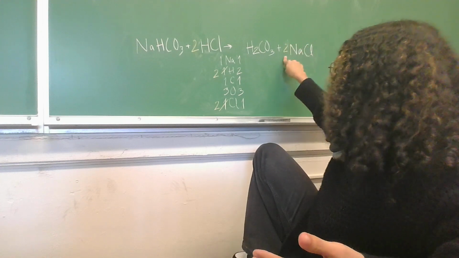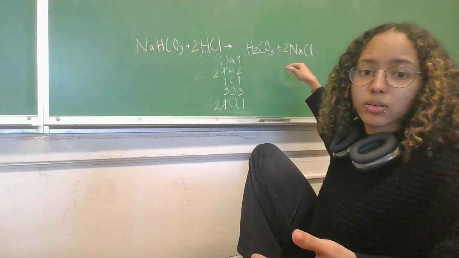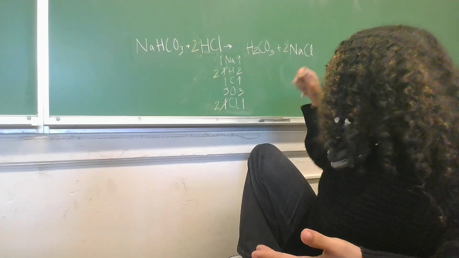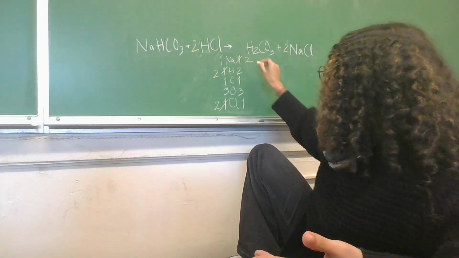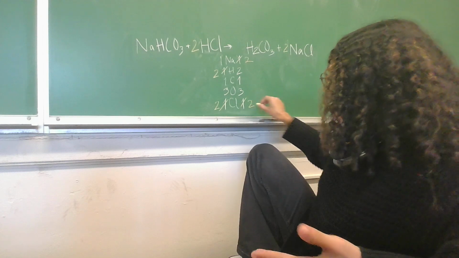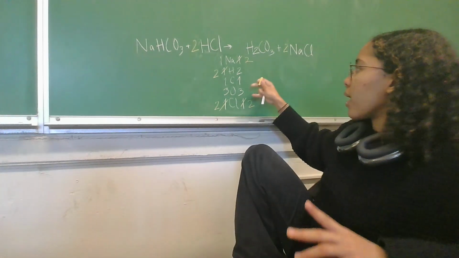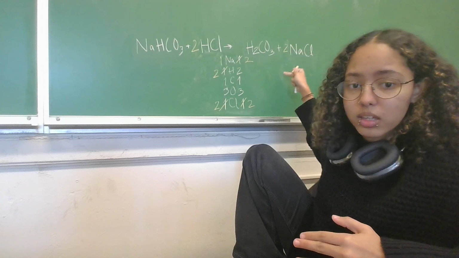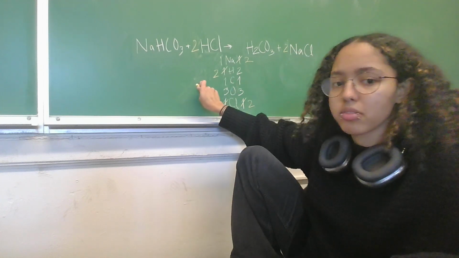So we'll just put a 2 on the coefficient for sodium chloride, and that will change also the amount of sodiums that I have, but also the chlorines. So now everything is balanced except for the sodium, because now I have 2 sodiums on the product side, but only 1 on the reagent side.